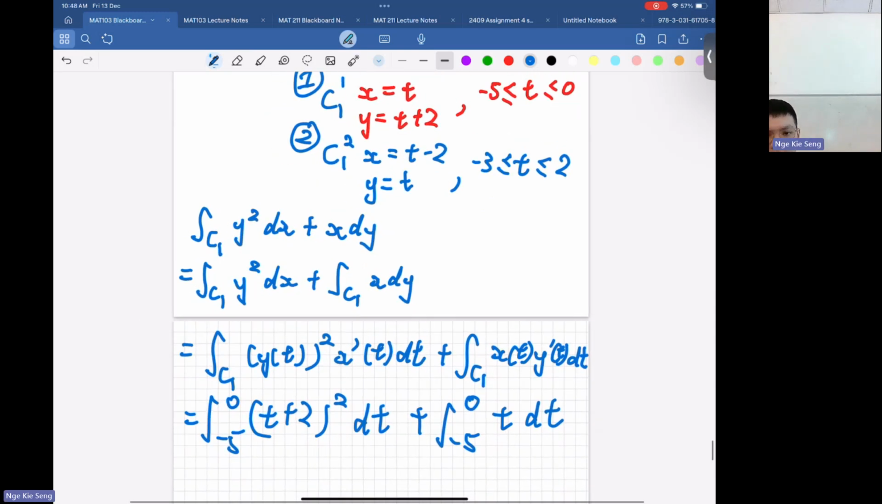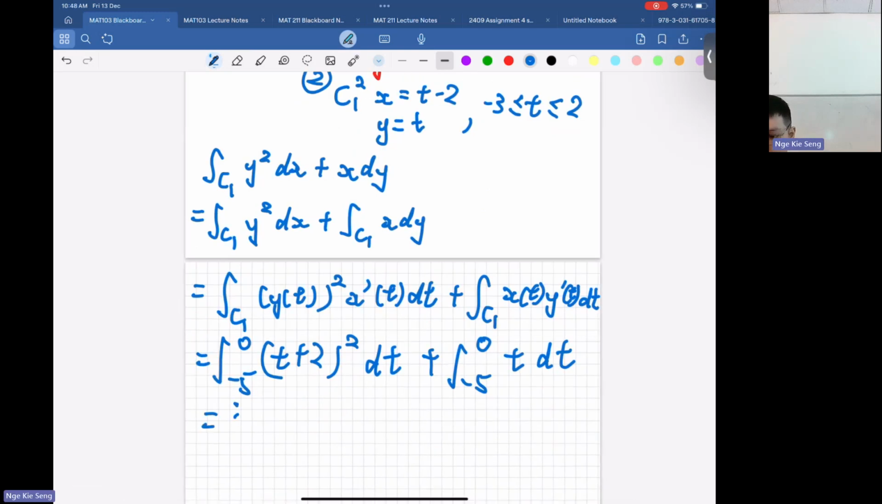Okay, I think this integral is kind of easy. What do you get here? You should get minus 5/6. Maybe you can quickly compute, see if you can mess up or not.